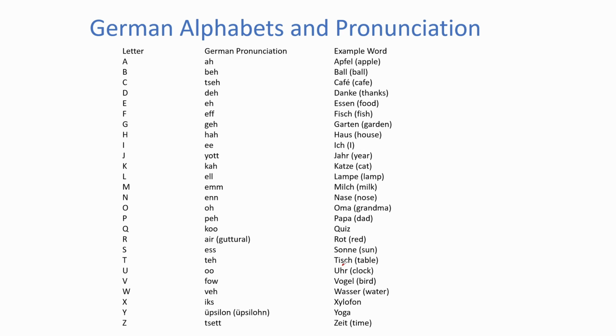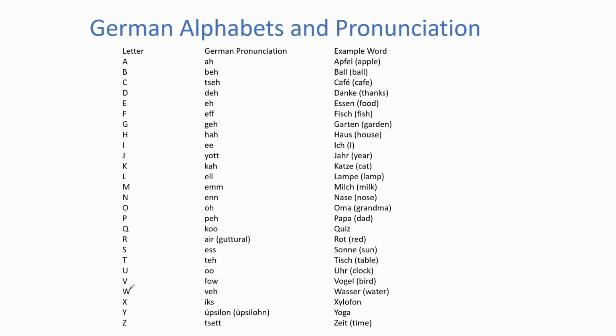Letter T is pronounced as te. For example, Tisch, as in table. Letter U is pronounced as oo. For example, Uhr. That means clock. Letter V is pronounced as pow. For example, Vogel. That means bird.